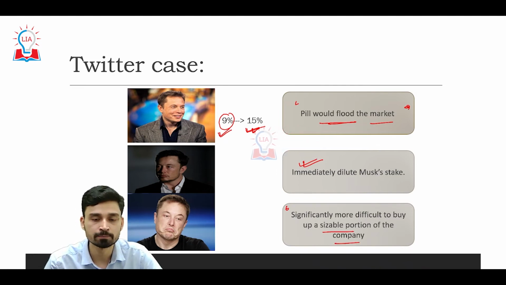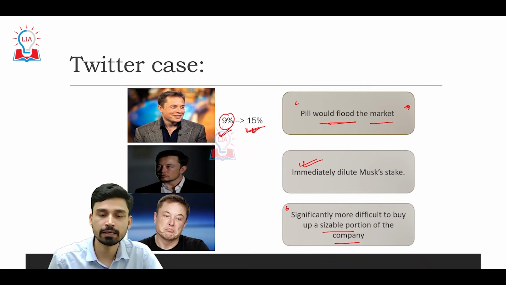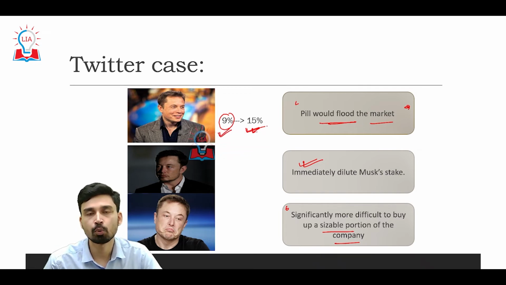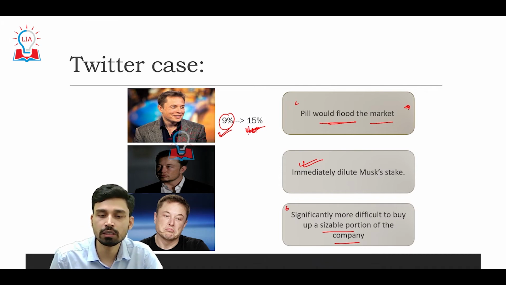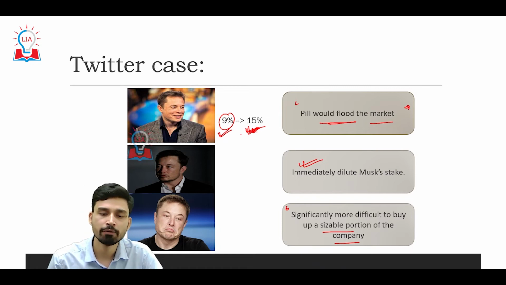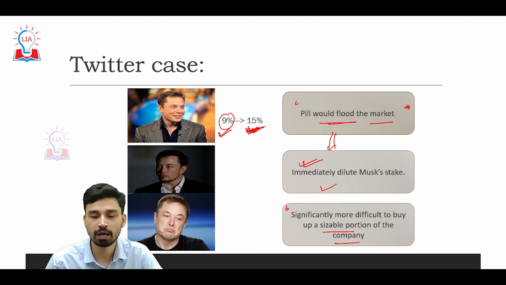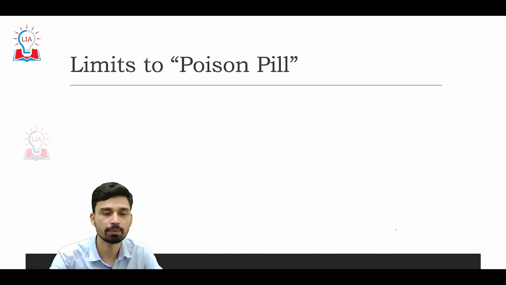right over the company. So that is what Twitter has announced: 15% of the Twitter shares is the threshold limit for Elon Musk, and whenever he exceeds this limit, the poison pill would flood the market, additional shares will be issued, that will cause dilution of Musk's stake, and it will cost him much more to buy a sizable portion of the company.